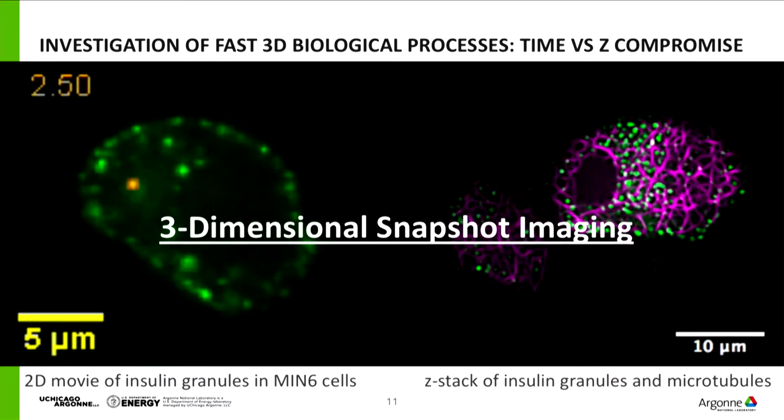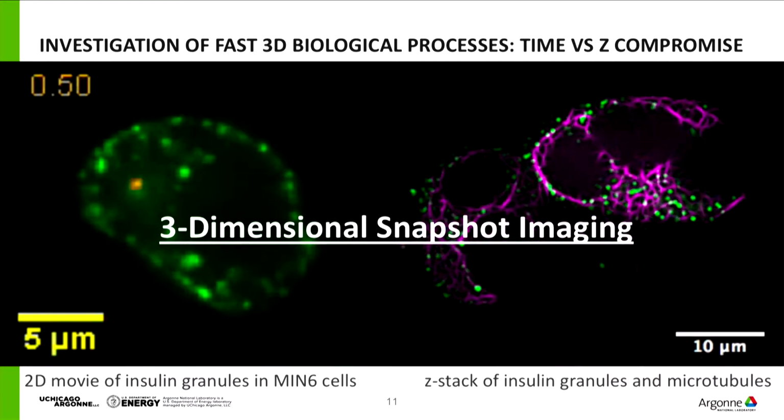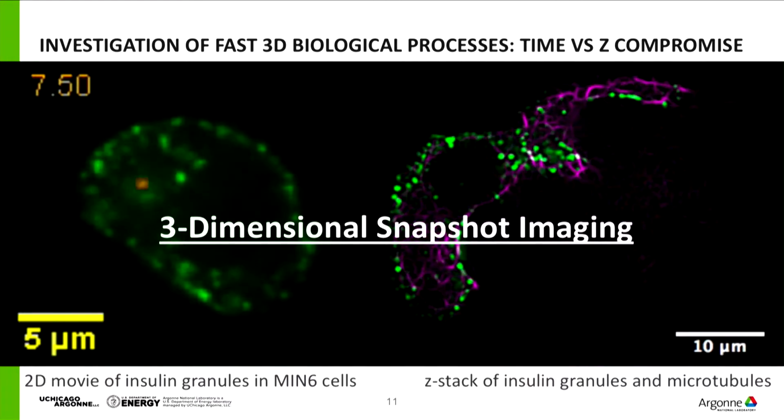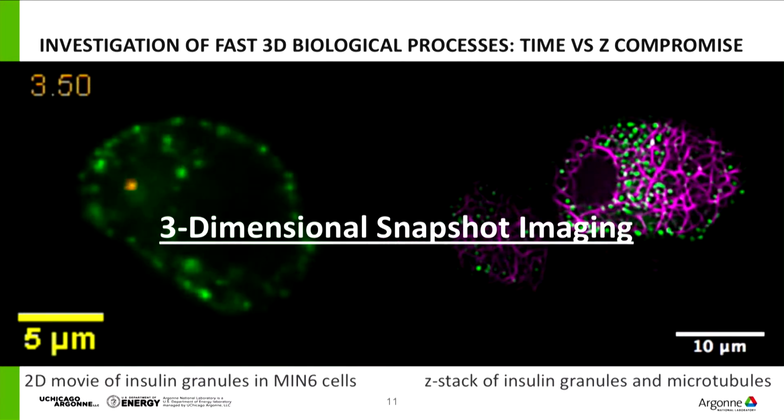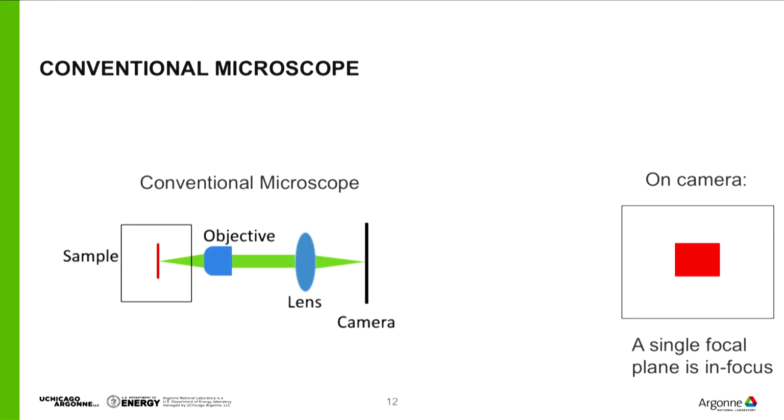And so we decided we needed some of these pieces together. We needed 3D information, and we needed a snapshot so we could actually see things moving in 3 dimensions. So your conventional microscope, very crudely sketched here, has a sample, you have a lens, an objective, and it projects onto some sort of camera or detector. And what usually happens is at any one time, in the sample you have some plane, and on the camera, that single plane of focus is all you get.